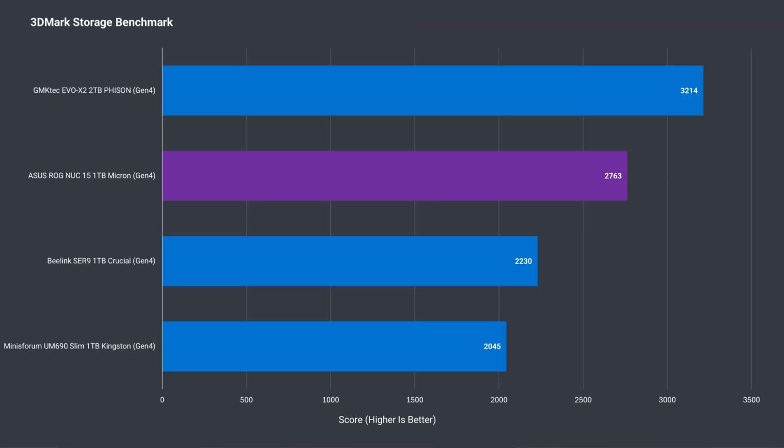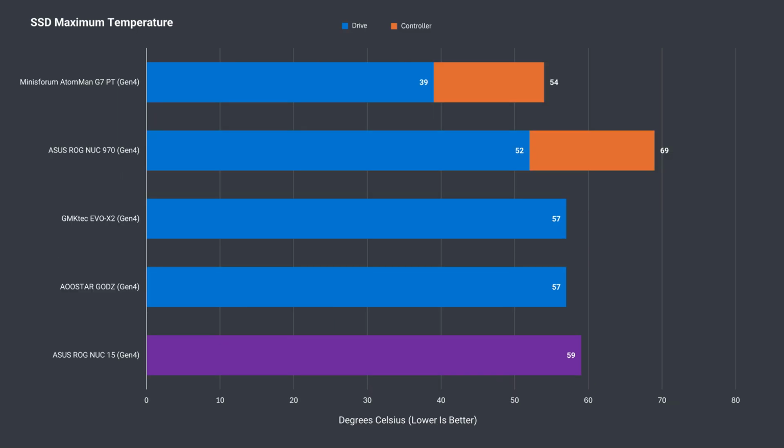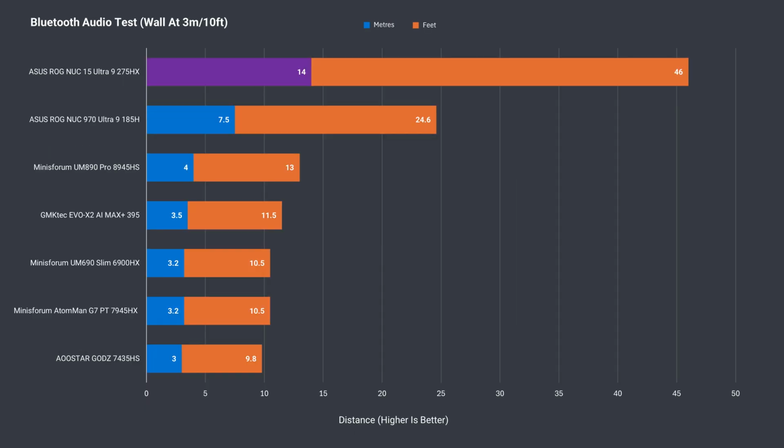The included Gen 4 Micron NVMe SSD is reasonably fast in the 3DMark storage benchmark, and the temp held up okay with no thermal throttling recorded. The ROG NUC 15 has the best Bluetooth range tested yet, and so it was no surprise that Wi-Fi worked fine at 12 meters or 39 feet from the router using the 5GHz band.